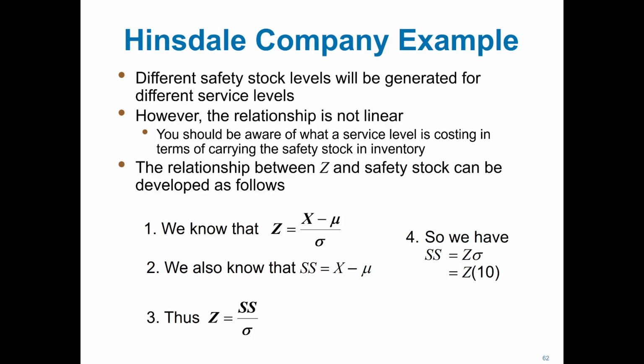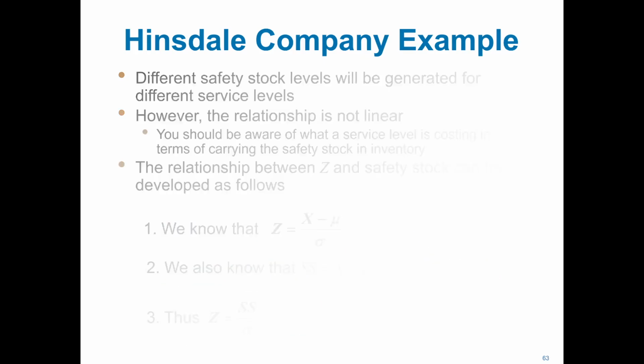Different safety stock levels will be generated for different service levels. However, the relationship is not linear. You should be aware of what a service level is costing in terms of carrying the safety stock in inventory. The relationship between Z and safety stock can be developed as follows. We know that Z is equal to X minus mu over sigma. Then safety stock is X minus mu, and thus we can use this formula here to find out Z.